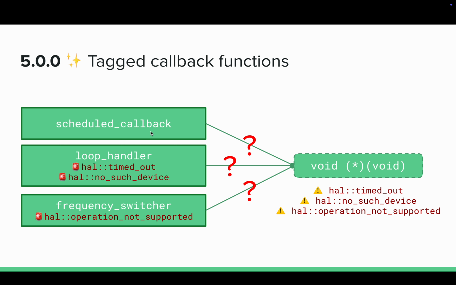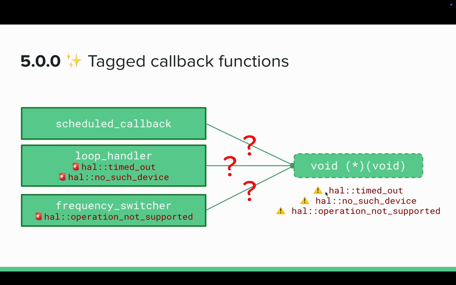Let's say we had some scheduled callback, a loop handler, and a frequency switcher that all basically fit this signature of function that returns back void and takes no arguments. Schedule callback doesn't throw anything, but loop handler throws how timed out and no such device, and frequency switcher returns back operation not supported. Since this function call could work with any one of these, in the code it doesn't know which one it's going to be.